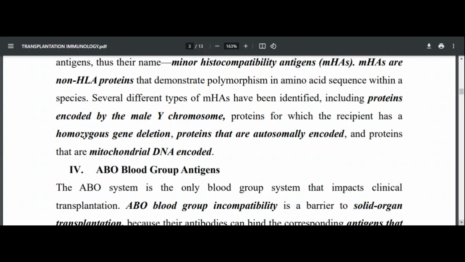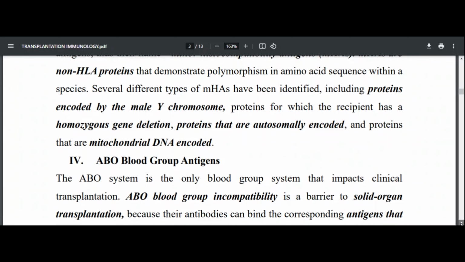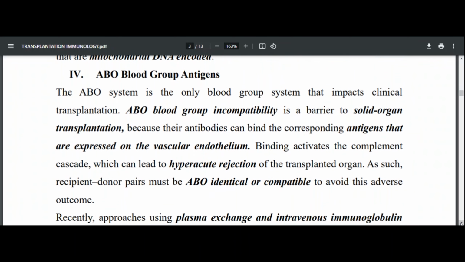Now, what about the ABO blood group system, and what is the role played by the ABO blood group antigens? The ABO system is the only blood group system that impacts clinical transplantation, because ABO blood group incompatibility is a barrier to solid organ transplant: antibodies can bind the corresponding antigens that are expressed on the vascular endothelium of the engrafted organ.